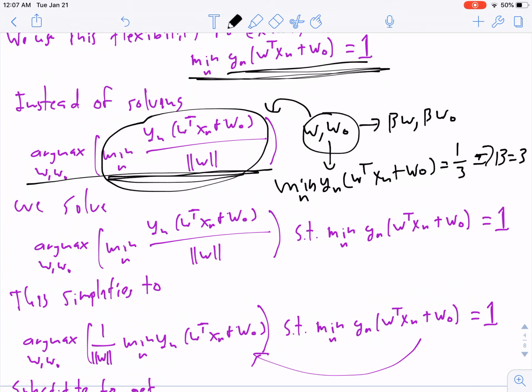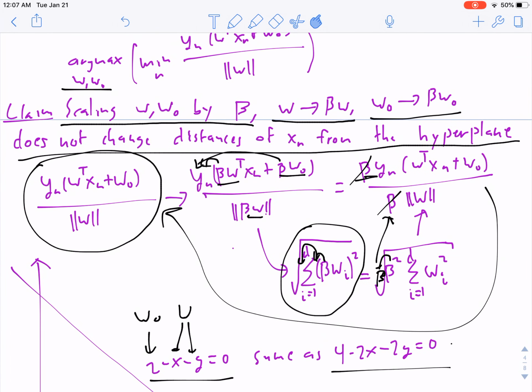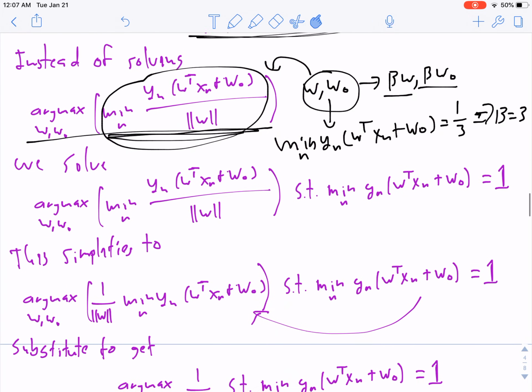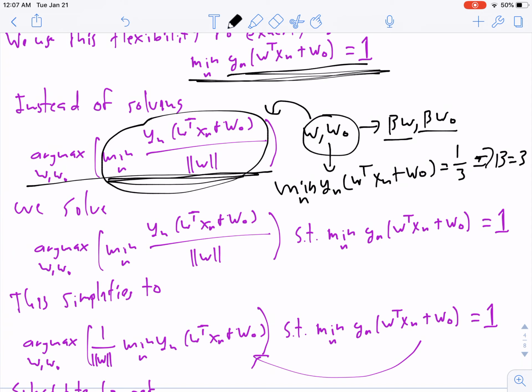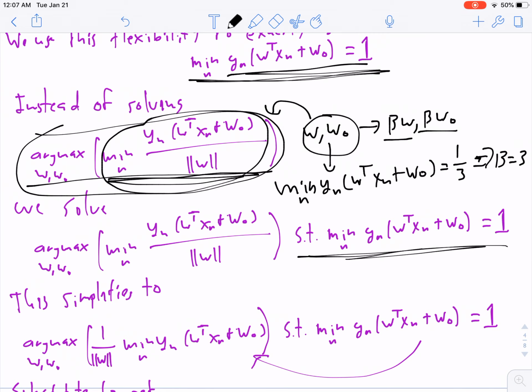And then 3w and 3w_0 would also equivalently satisfy the objective function, because our claim says that scaling by some factor beta doesn't change the distances between x and the hyperplane. So in other words, it's not going to change the minimum over all data points of the margin. Great. So what does that mean? That means we can just impose this condition, right? Because for any solution to our initial problem, there's a solution to the initial problem where this condition holds.